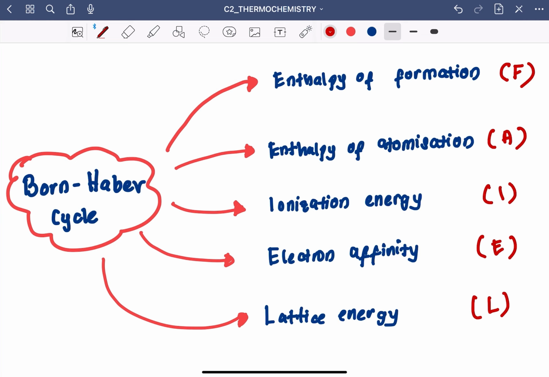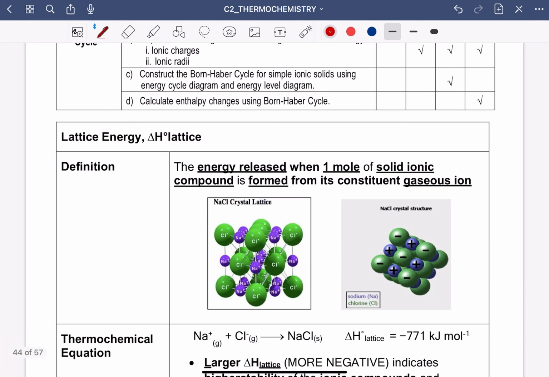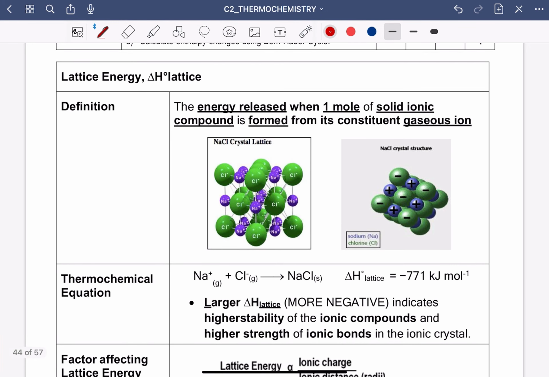I'm not going to talk about what formation or atomization is. I'm going to focus on the other 3, which are ionization energy, or IE, electron affinity, EA, and lattice energy. So back to your notes. Let's see lattice energy.